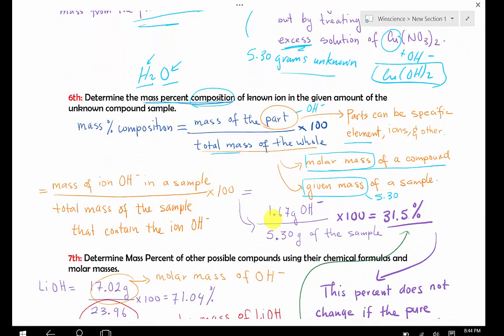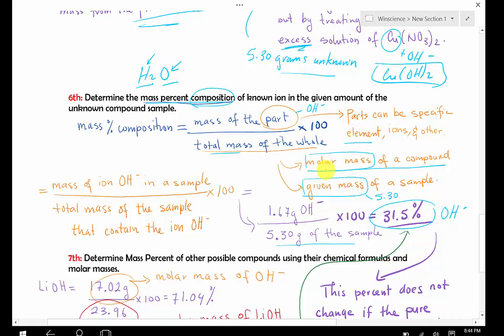So the part is 1.67 grams of OH, and the whole is the entire sample, 5.30 grams. We multiply by 100, which gives us 31.5% composition of hydroxide. So there is 31.5% of hydroxide by mass in this compound.